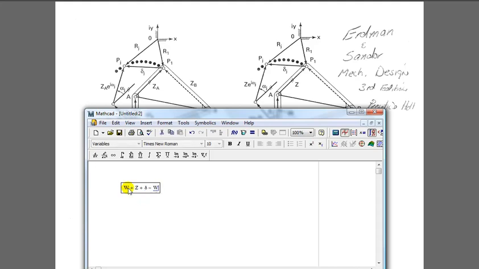minus minus Z times E raised to the 1i times alpha, control G 2, space minus W times E raised to the 1i times beta, control G 2, and all of that closes back so that I'm just going to hit control equals 0.